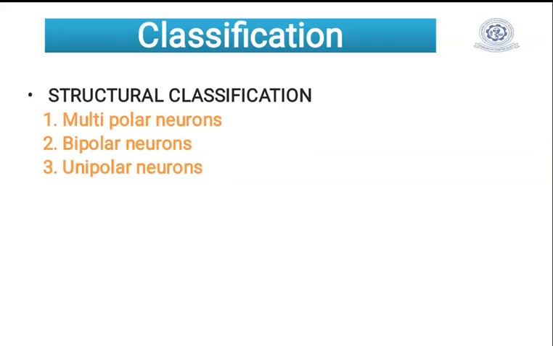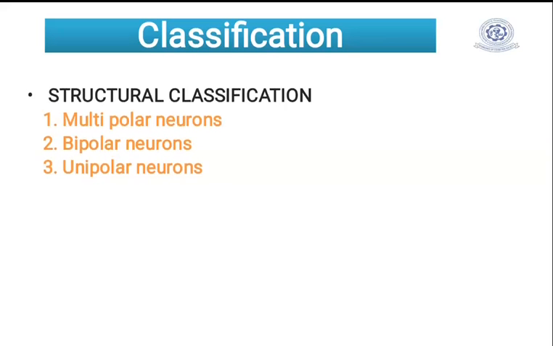Let us see different types of neurons. All the neurons are not of the same structure. Now, we shall discuss the classification of neurons. Neurons are classified into 2 types. First, we are going to see the structural classification. According to the structure, neurons are classified into 3 types: multipolar neurons, bipolar neurons, and unipolar neurons.